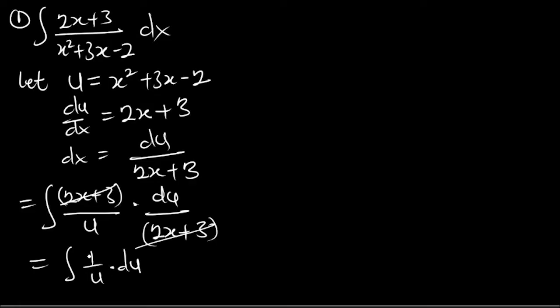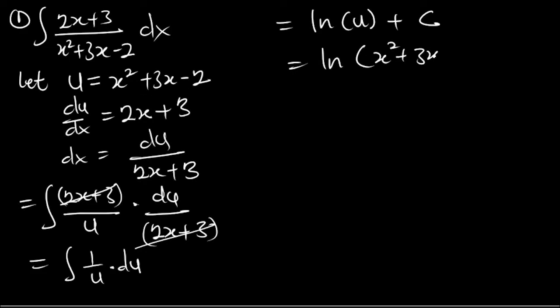But we already know the integral of 1 on u is equal to ln of u plus c. But what is u? We let our u be equal to x squared plus 3x minus 2, plus c. So are we getting why we are getting that short answer? So anytime we have this, it is going to be ln of that, and this is the process. So let's check example 2.